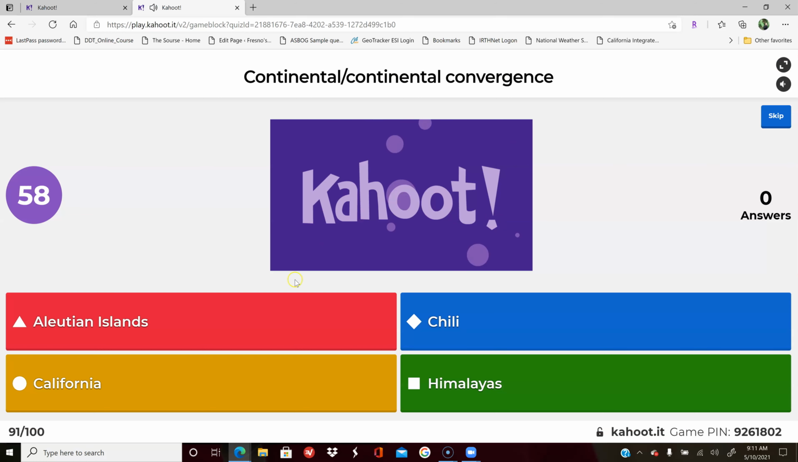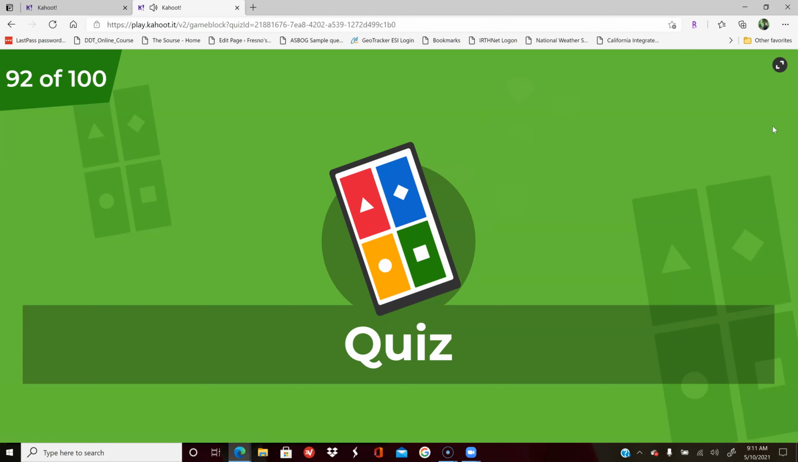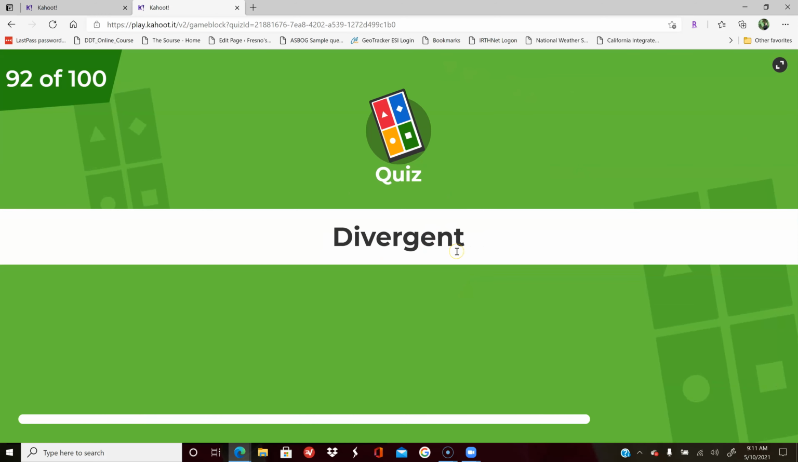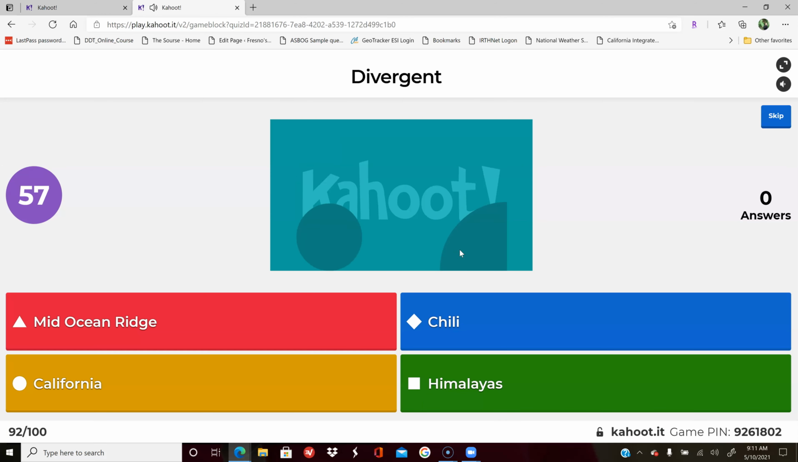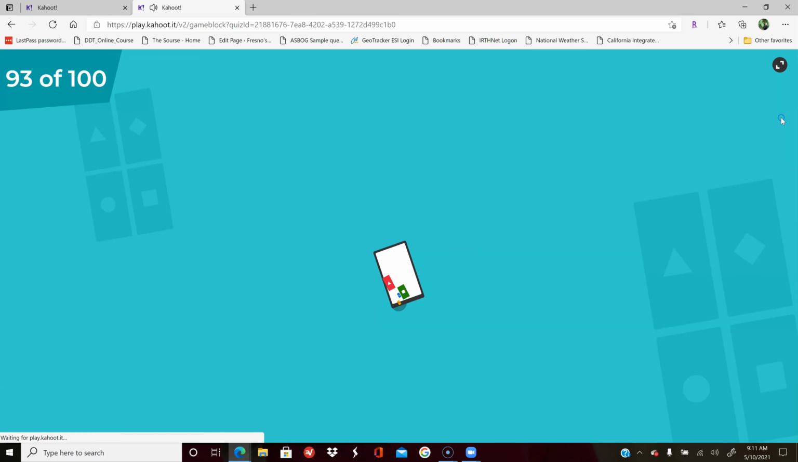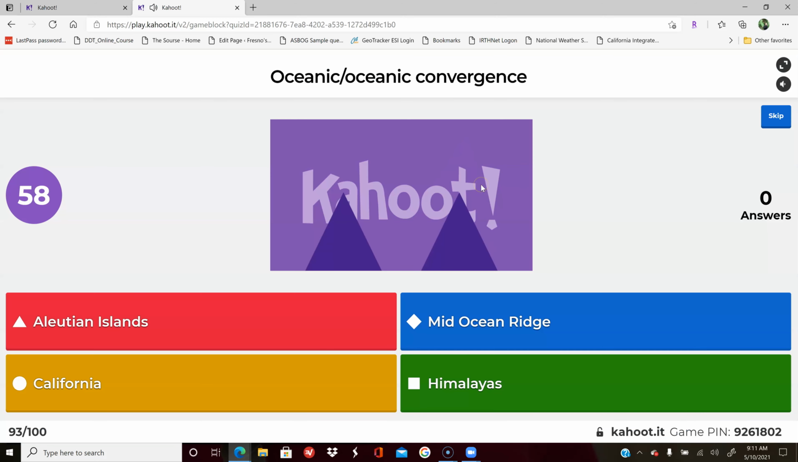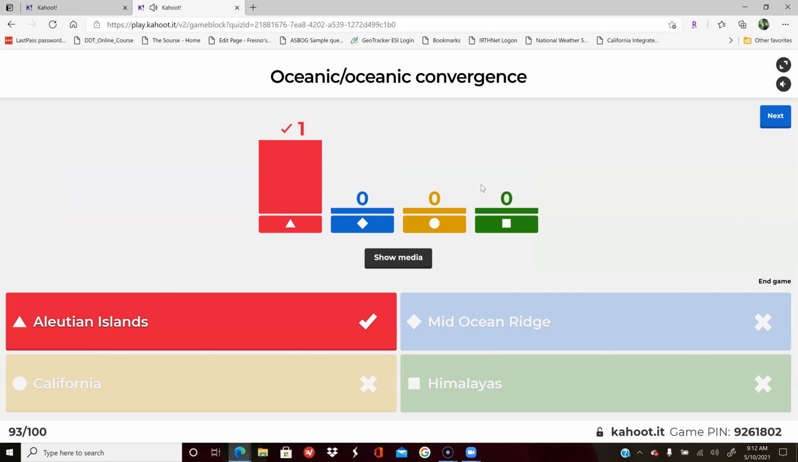Continental convergence. Is this the Aleutian Islands? We're looking for examples here. Aleutian Islands, Chile, California, or the Himalayas? This would be the Himalayas. Divergent. Where would we see divergent? Would this be the mid-ocean ridge, Chile, California, or the Himalayas? This would be the mid-ocean ridge, where you're going to see divergent plate boundaries. Oceanic convergence. Aleutian Islands, mid-ocean ridge, California, or Himalayas. This one is the Aleutian Islands.